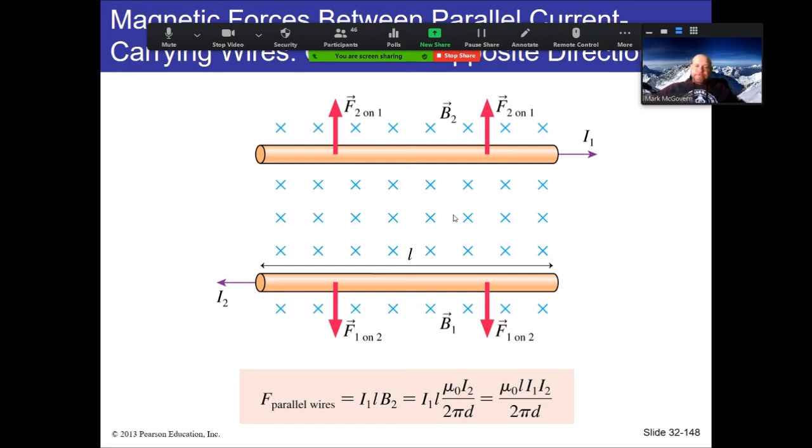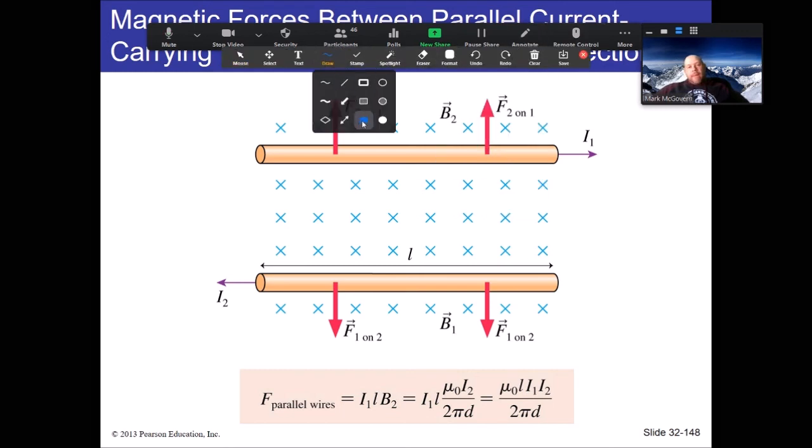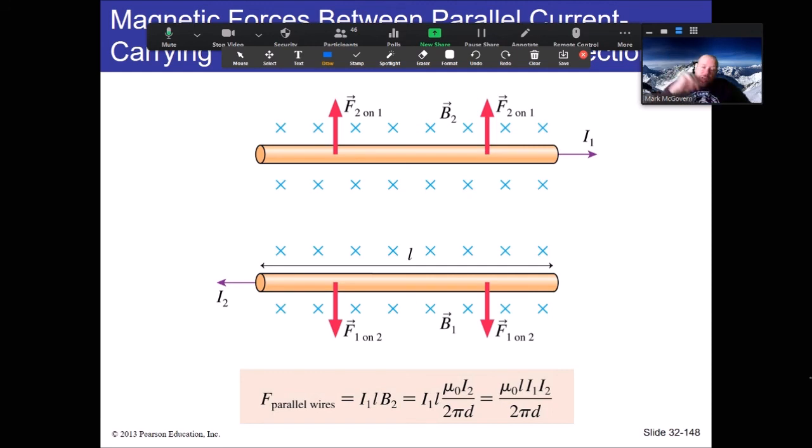All right. Any questions about this? Could you go over how you got the directions of the magnetic fields again? You bet. Let's just do it for this one here. Let me block this out one more time. Okay. So, let's start with the one on the top.